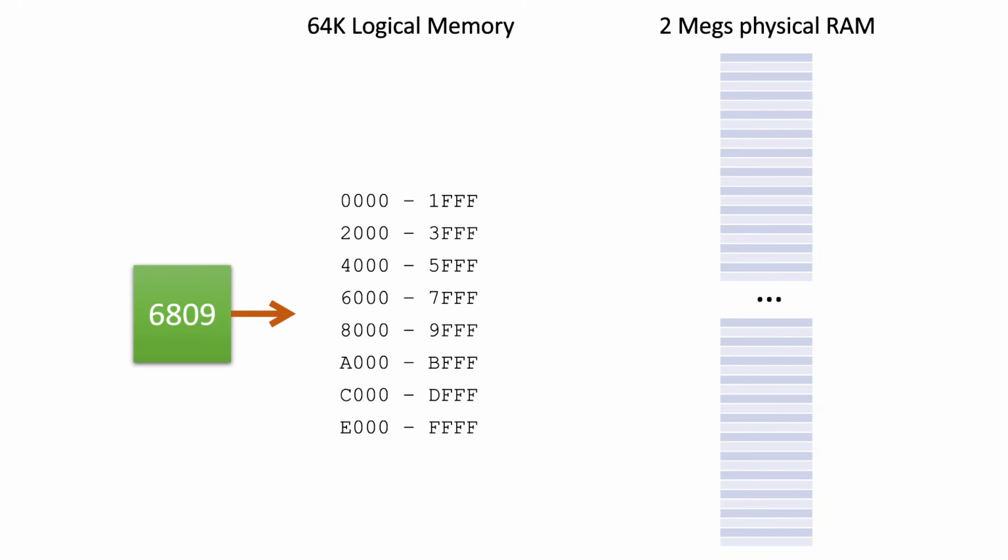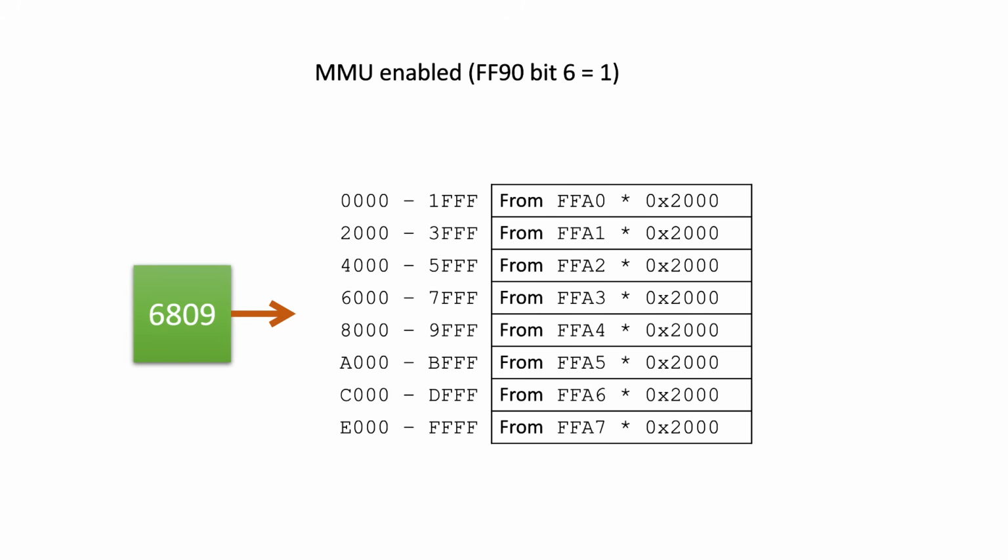anywhere in physical RAM. And it does this by dividing up those 64K logical addresses into 8 different blocks. Each block has 8K worth of addresses. 8 times 8K gives us these 64K of logical addresses. And by writing to these special hardware registers on the MMU, we can control how the memory management unit redirects reads and writes to each of these blocks to the physical RAM.